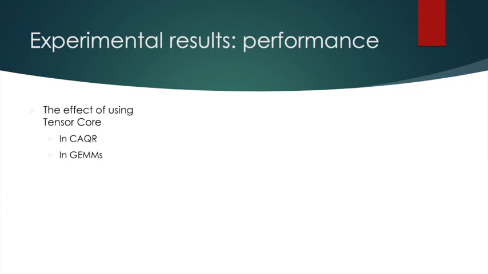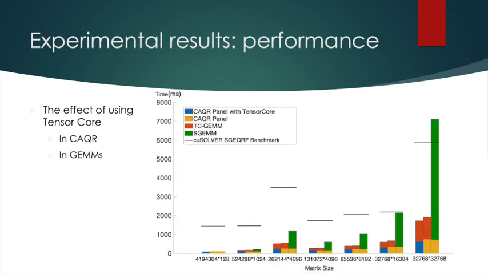So in this figure, we can see three bars. Comparing the first bar and the second bar, we didn't find any difference, which means using Tensor Core in CAQR is unnecessary. Considering the loss of accuracy, we decided to disable Tensor Core in the end. Comparing the second bar and the third bar, we can conclude that Tensor Core also plays a very important role in RGSQRF, because without Tensor Core, RGSQRF is even slower than the cuSOLVER SGEQRF routine. Generally speaking, the CAQR panel contributes more when the matrix is skinny, while TCGEMM contributes more when the matrix is square.